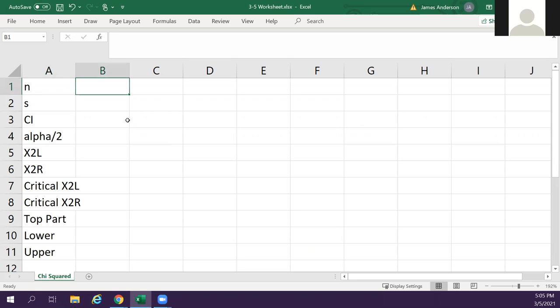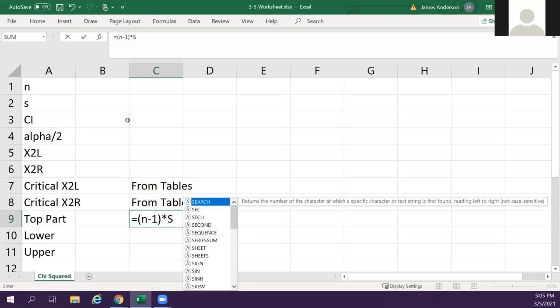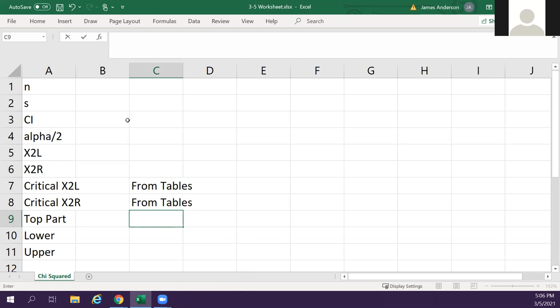So these come from tables, but I use something else. The top part of the equation is going to be degrees of freedom, so it's actually n minus one, which is your degrees of freedom, times s squared.